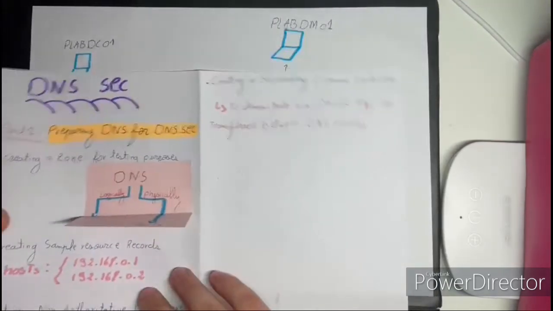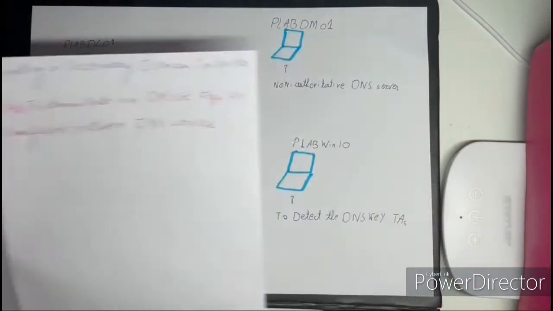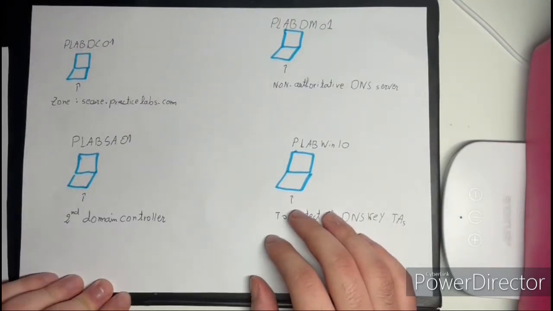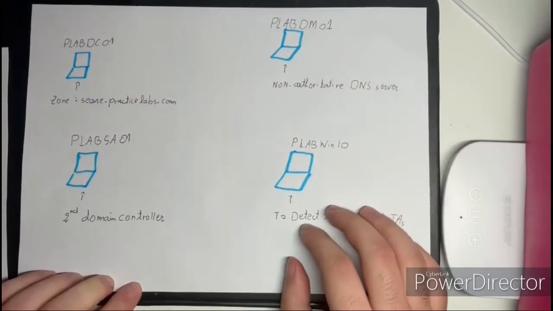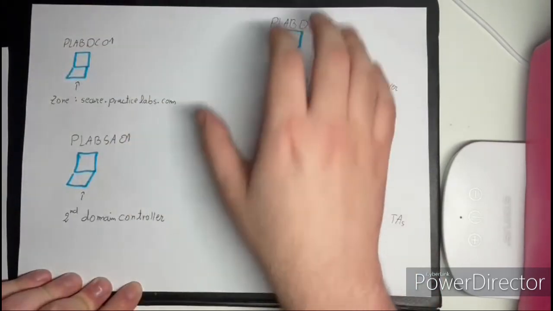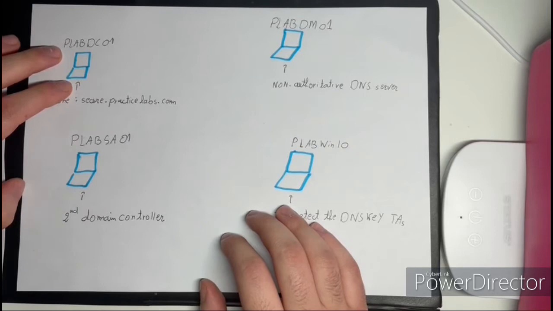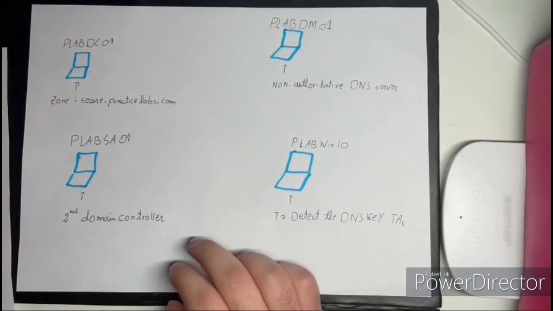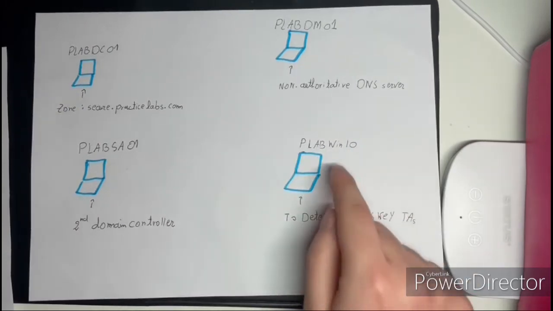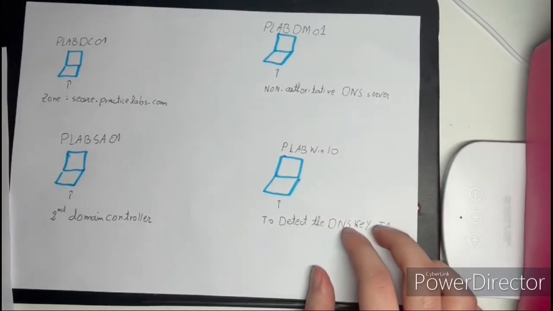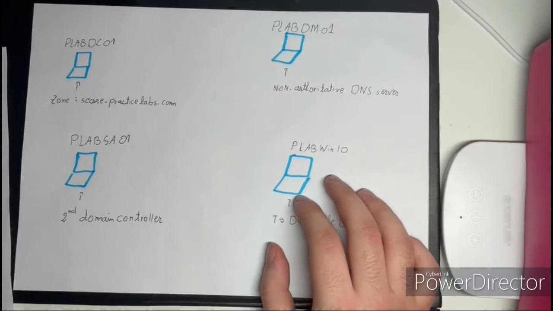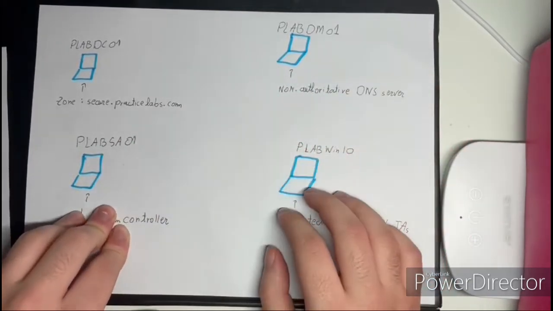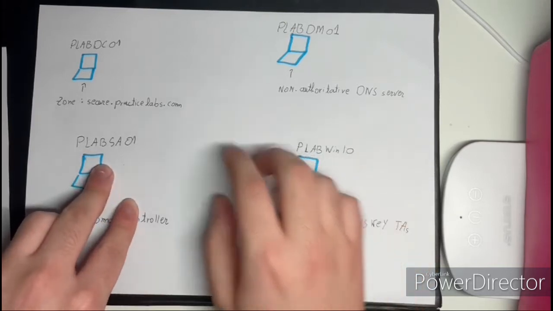Before explaining the first part, here's our lab network, which will contain 4 computers, 3 of them servers. Basically, there's plub DC1, plub DM01, and plub SA01. And here's the plub Windows 10. This is going to be a normal PC, so do not get distracted. We will get into that in a second. Just give us a second.